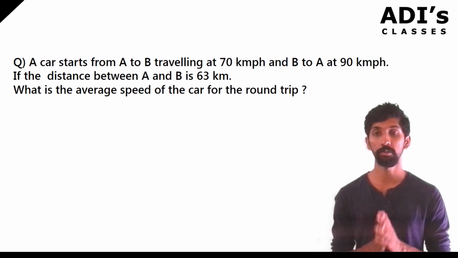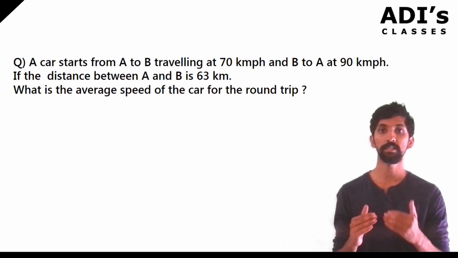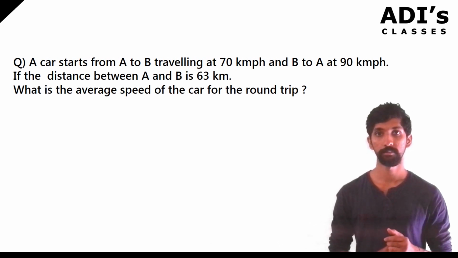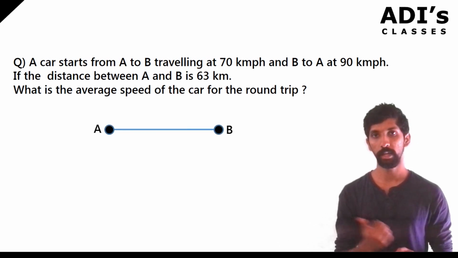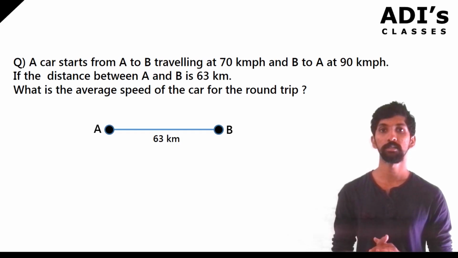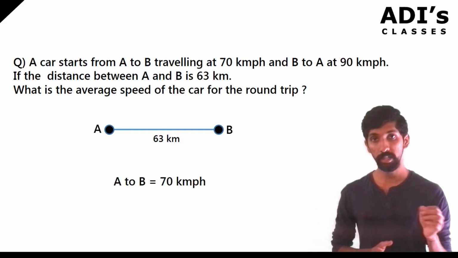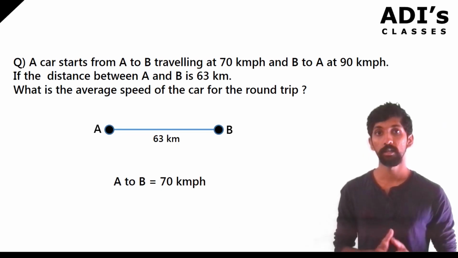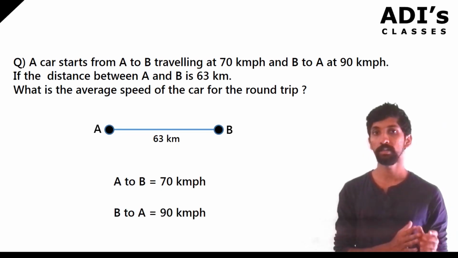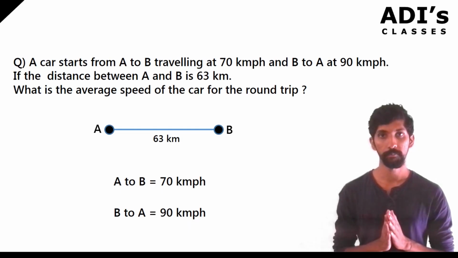So we are talking about round trip here. Now let's try to list out what are the things that are given. Alright, see, you have a figure. From A to B it is 63 kilometers. Now from A to B the car is traveling at 70 kilometers per hour. Okay, and from B to A it is traveling at 90 kilometers per hour.